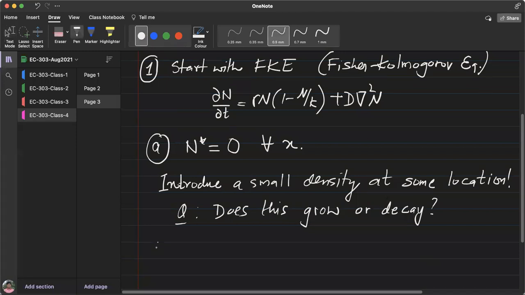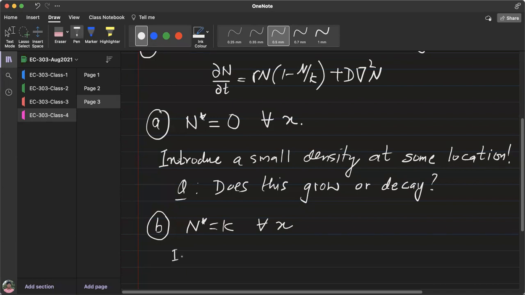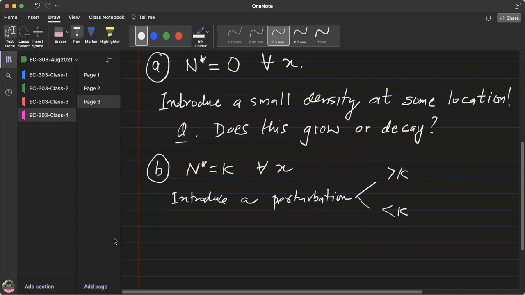So what would be a natural scenario B? It is an extension of what I have just said. Everything's at K, exactly. You start with the homogeneous equilibrium at carrying capacity, and then introduce a perturbation, which could be greater than K, or which could also reduce it, and then ask the same question.